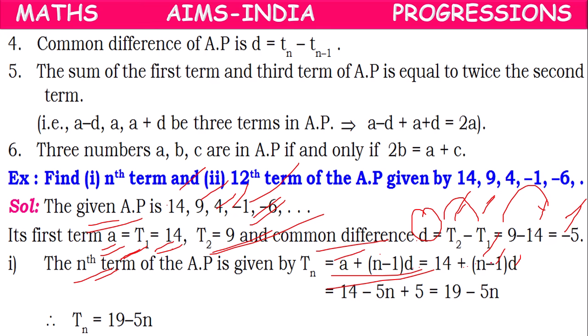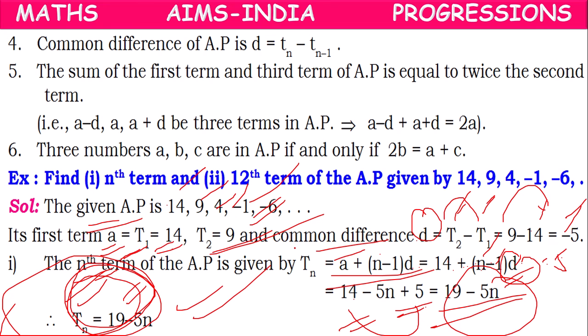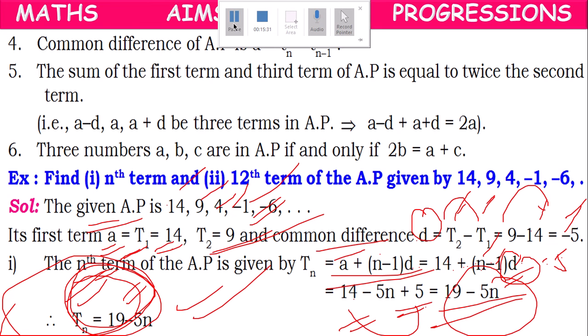The d value is minus 5, and 14 we can write as it is. Minus 5 into n, minus 5n, minus 5 into minus 1, plus 5. 14 plus 5, 19 minus 5n. So Tn equal to 19 minus 5n. This is the formula for the nth term.